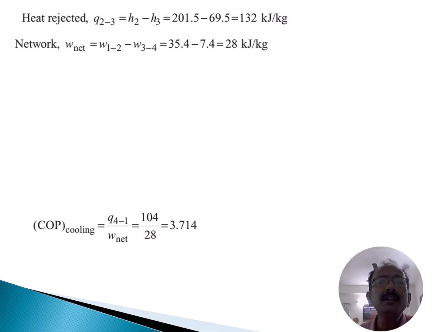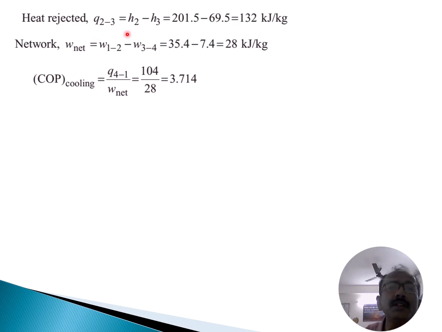Now heat rejected, that is Q23, is H2 minus H3, the enthalpy difference of the two. So just put the values of the two enthalpies, and finally we get 132 kilojoule per kg. And net work is obviously W12 minus W34, the difference of the two works. So we get the value of this. Now COP of cooling, we know, is refrigerating effect by net work. So this is the refrigerating effect 104, and this is the net work, that is 28. So we get the value of the COP of cooling.